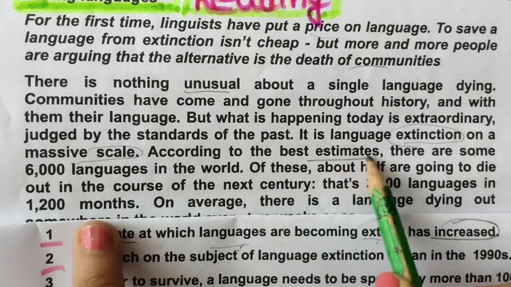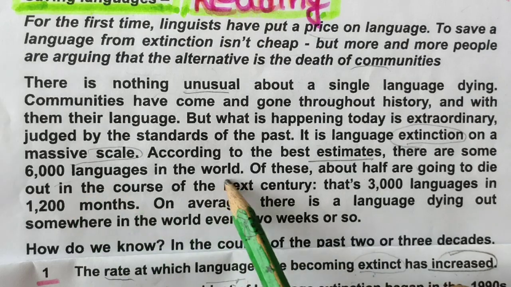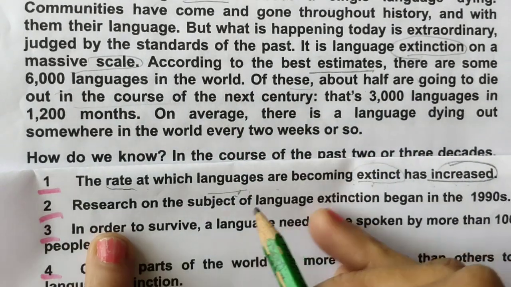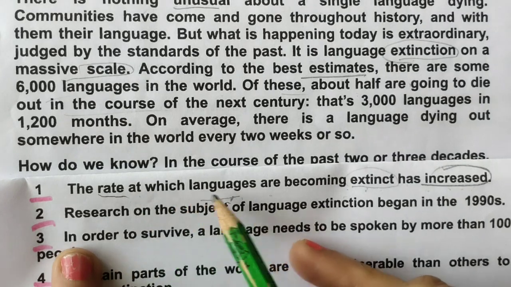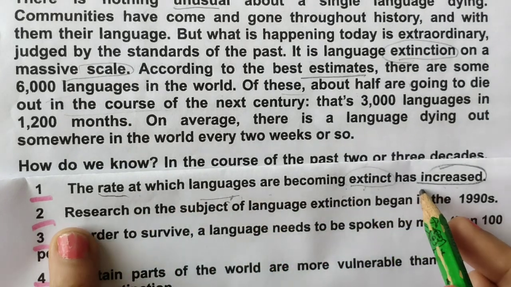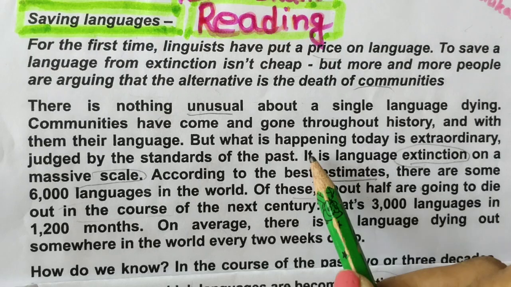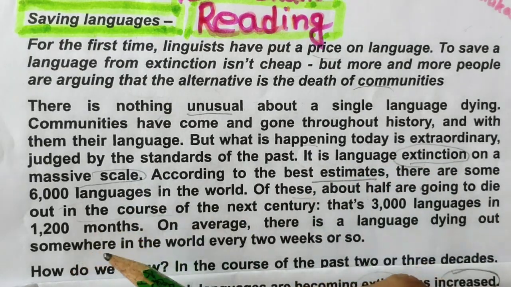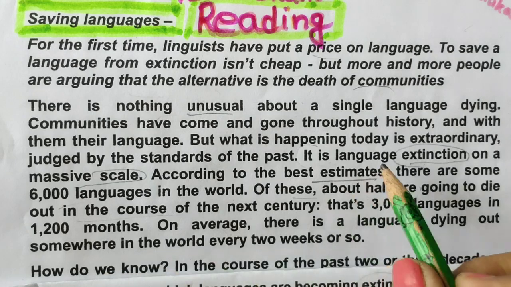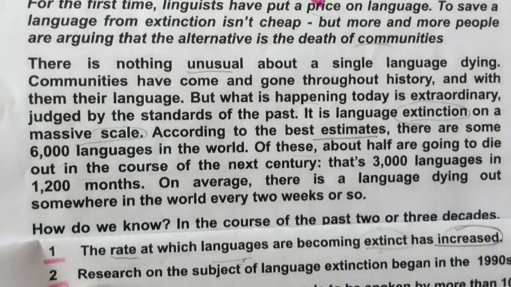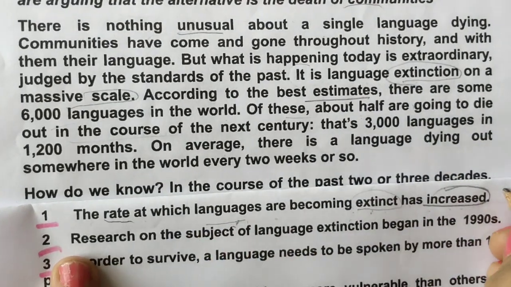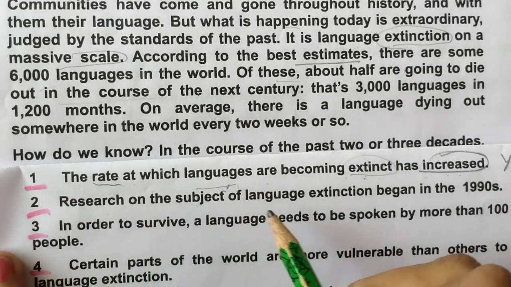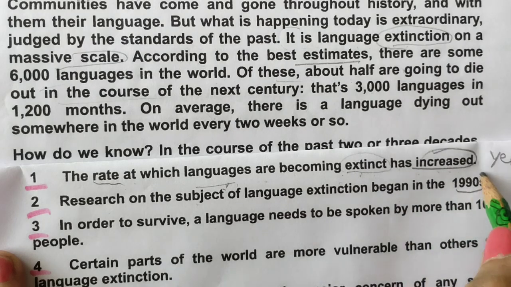According to the best estimates, there are some 6,000 languages in the world. Of these, about half are going to die out in the course of the century. So here our main concern is that the rate at which languages are becoming extinct has increased. See, same: it is language extinction on a massive scale. Massive scale means a huge scale or large scale. Languages are going extinct. So what we will just write here? Yes.